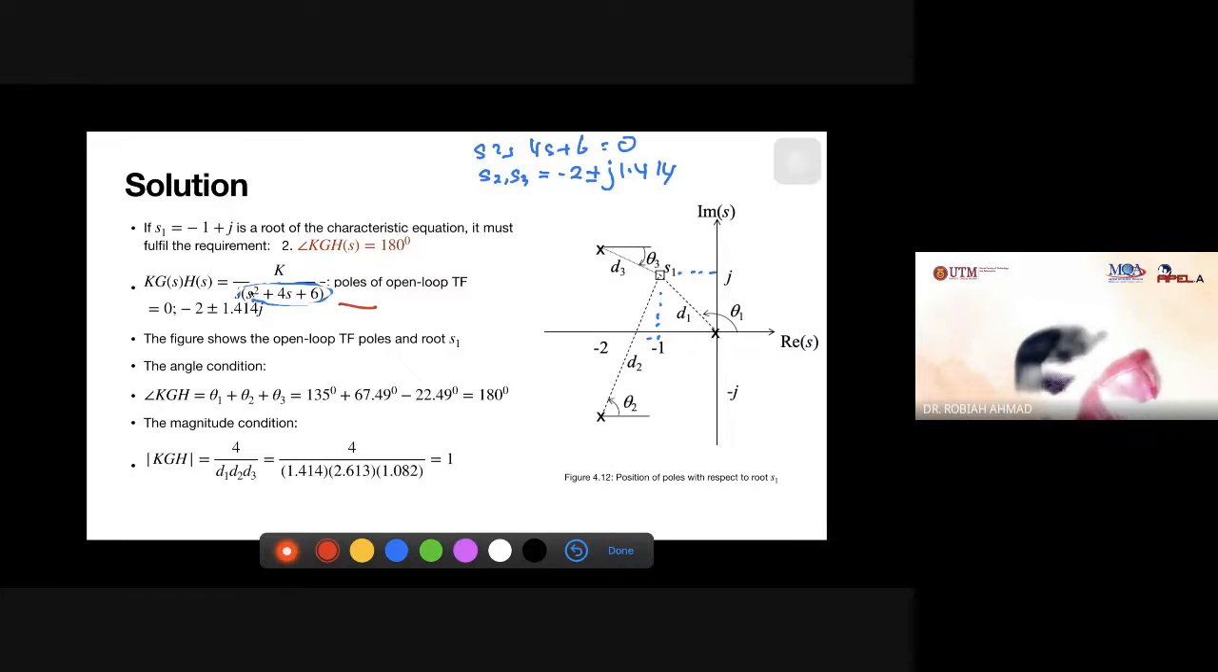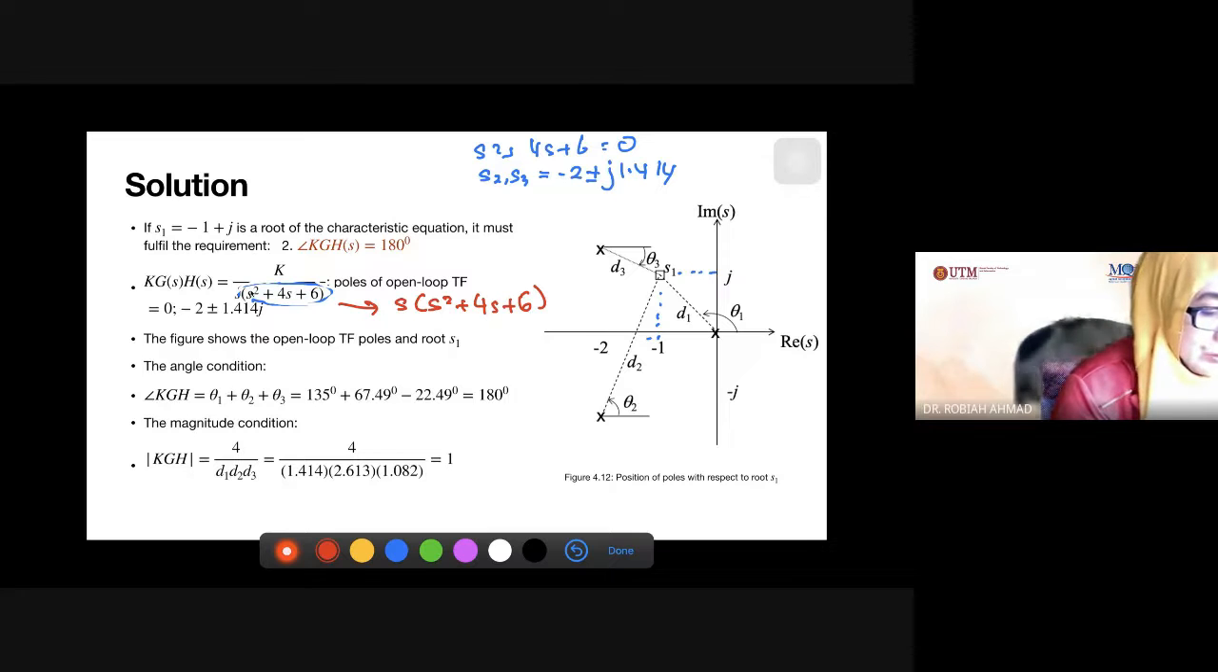Down here we have s square plus 4s plus 6. Since it is s to the power 3, we have 3 poles here. The first pole will be s equal to 0. And these are the second and third poles.